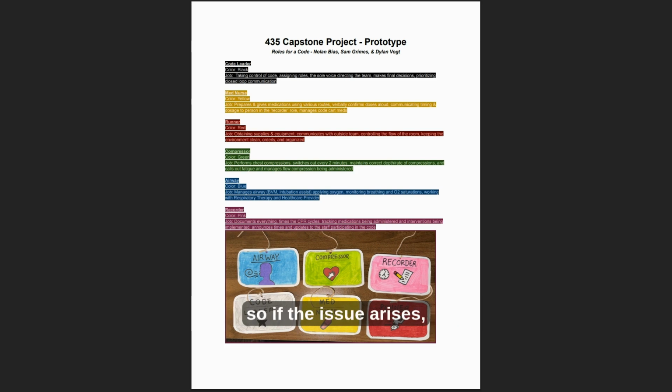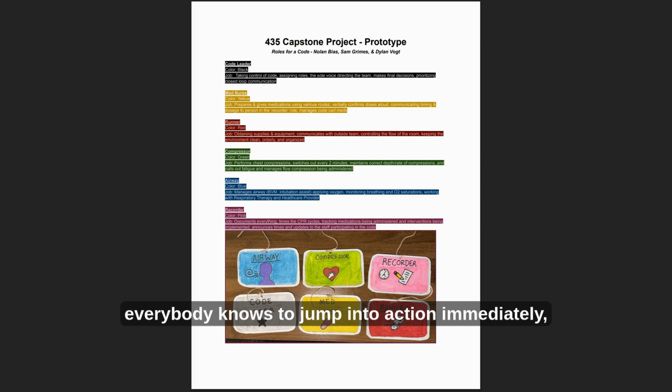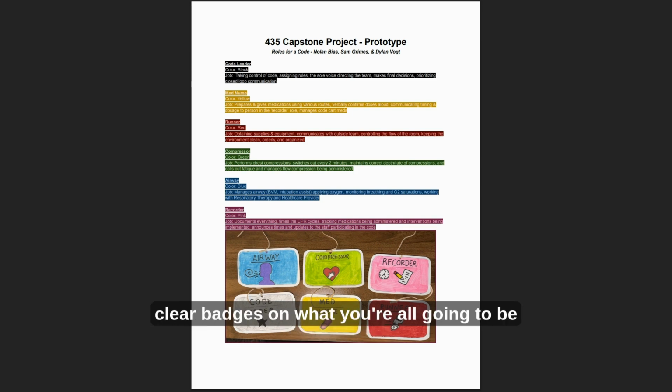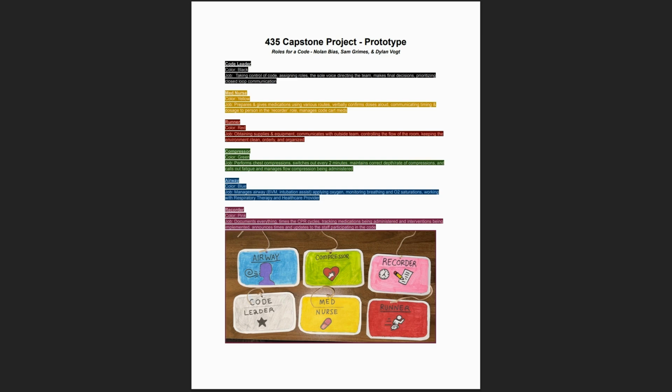So if the issue arises, everybody knows to jump into action immediately and who's who and who's going to do what. And you have these colorful, clear badges on what you're all going to be doing in case a code happens or a rapid response happens. So this is the system we've worked out. We have descriptions on what each role does and the name of the role and all that sort of thing. So that is how this works.